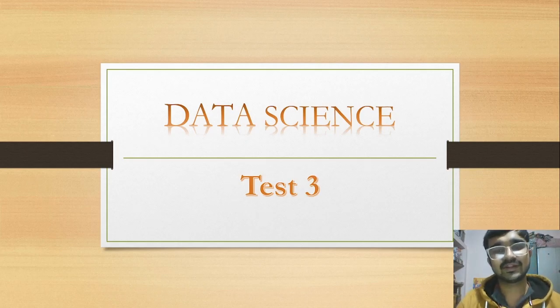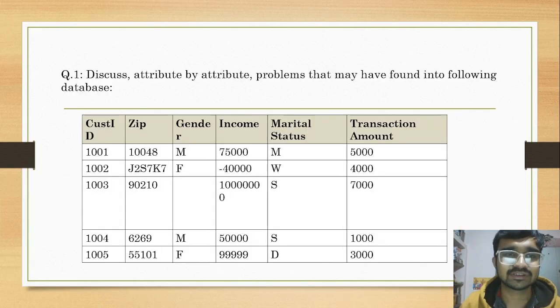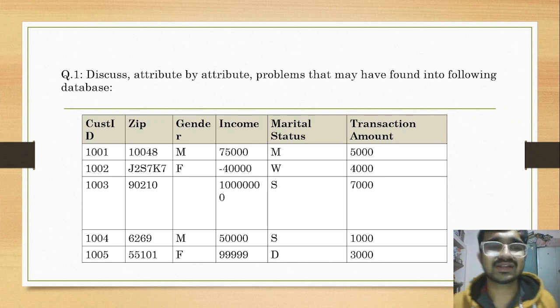Today we are solving test 3, or internal test 3, of data science, and now let's start with our first question, that is question number 1. Discuss attribute by attribute problems that may be found in the following database. We have been given a database and we have to find which problems may occur in this database.